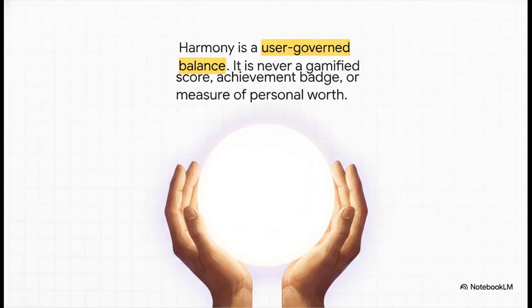And this highlights a massive boundary the system absolutely refuses to cross. Harmony is a user-governed balance. It is never a gamified score, an achievement badge, or a measure of personal worth. Quetra completely rejects that modern tech habit of turning harmony into some performative wellness score. Sure, the interface might indicate conditions of coherence, like maybe the orb shifts slightly in its tint to reflect your current setting's tension, but it will never rank you. It will never tell you that you've unlocked your highest self or hit a 10-day coherence streak, because your worth is not a metric to be tracked.